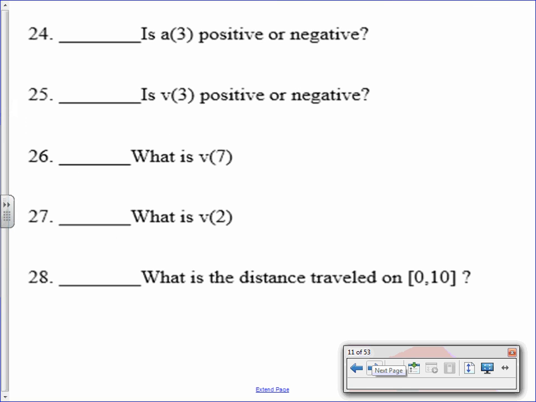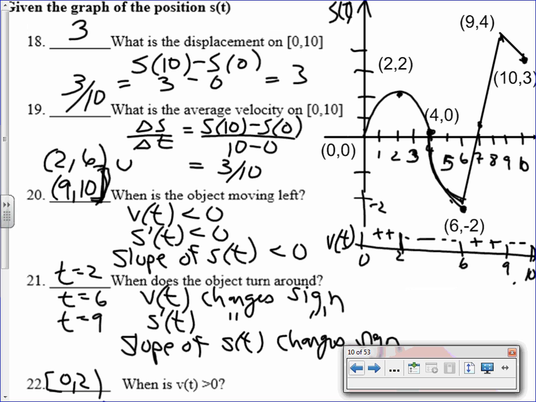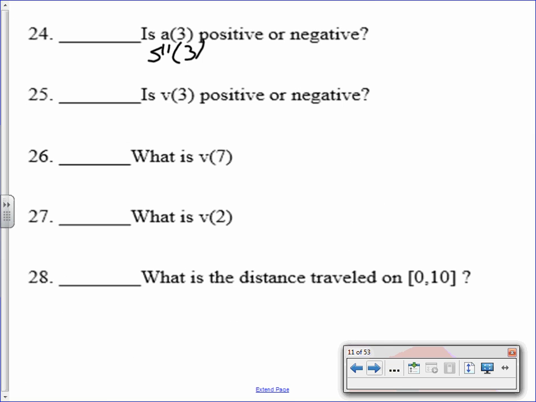Is the acceleration positive or negative? Again, related to what you're given. You're given the graph of position. Acceleration is the second derivative of position. If you want to see if the second derivative is positive or negative, look at the concavity. So let's look at the graph at time 3. At time 3, if you look at this graph right here, it's concave down. So the second derivative is negative, because the position graph is concave down there.